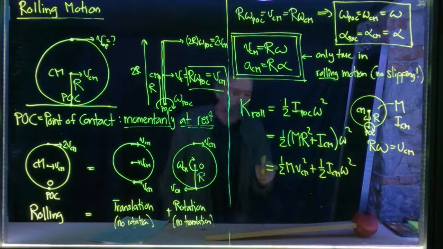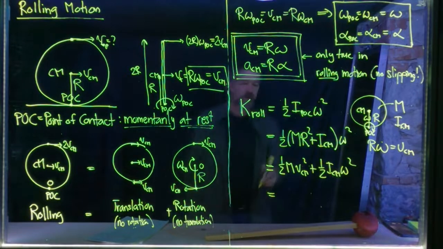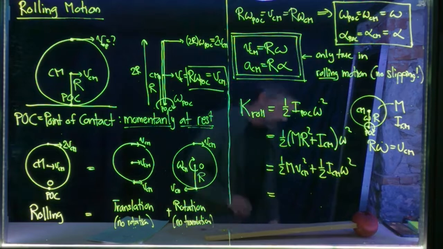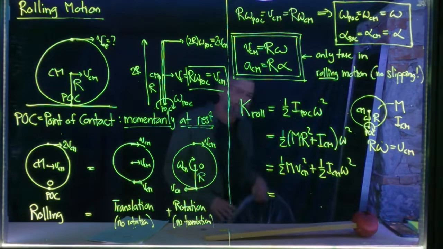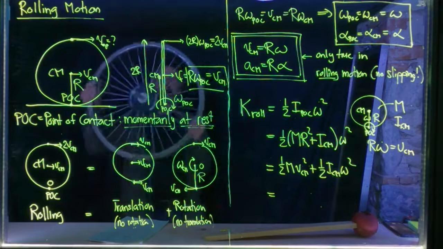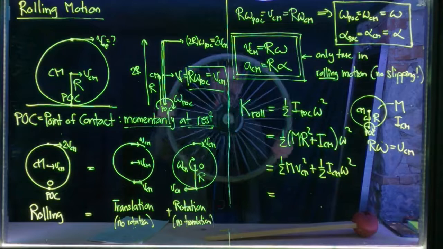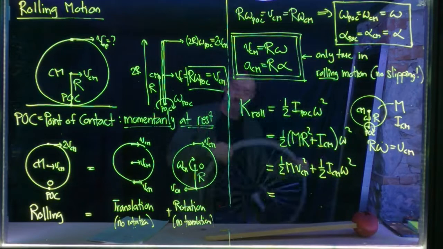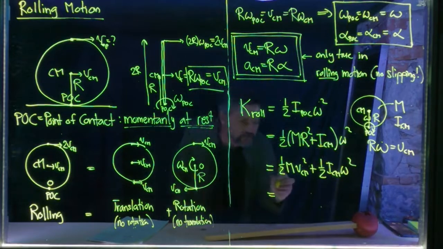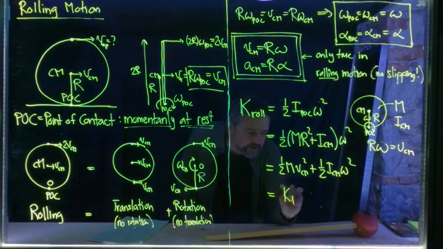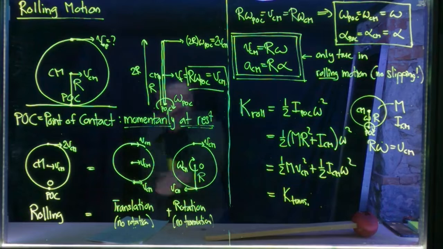Okay? Now you recognize this as 1/2 mVCM squared. That would be the kinetic energy associated with a wheel of mass m that is not rotating, that is translating only with a velocity VCM. Kinetic energy of translation is 1/2 mVCM squared. So this is the kinetic energy associated with the translational component of the motion.